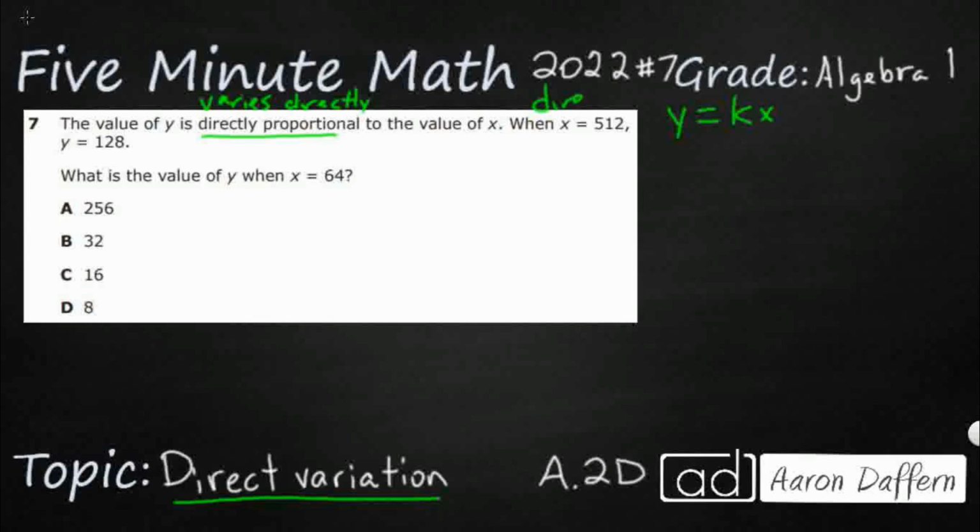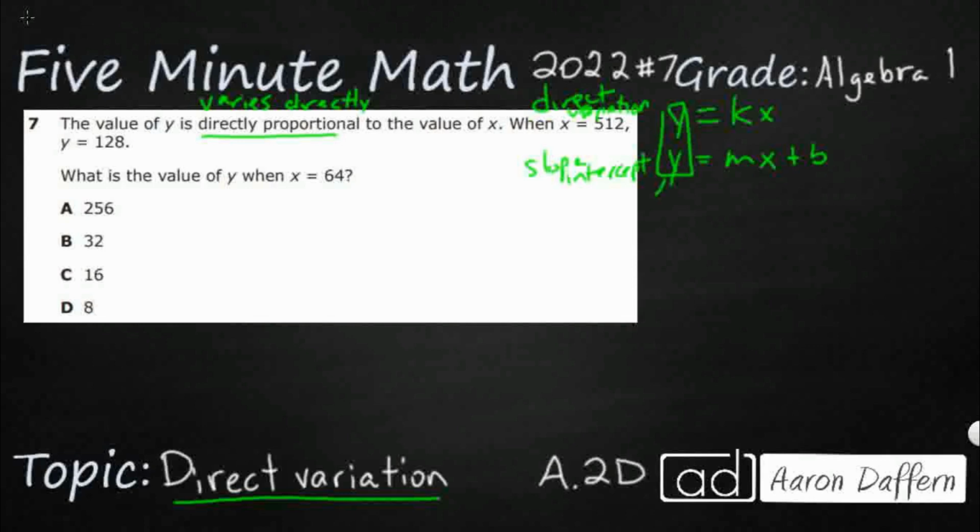Now, you might be thinking that looks an awful lot like slope-intercept form. And if you do think that this looks like slope-intercept form, you are correct. So let's write slope-intercept. We'll compare the two real quick, and then we'll solve the problem. So slope-intercept form, y equals mx plus b. Obviously, the difference right there is that plus b.